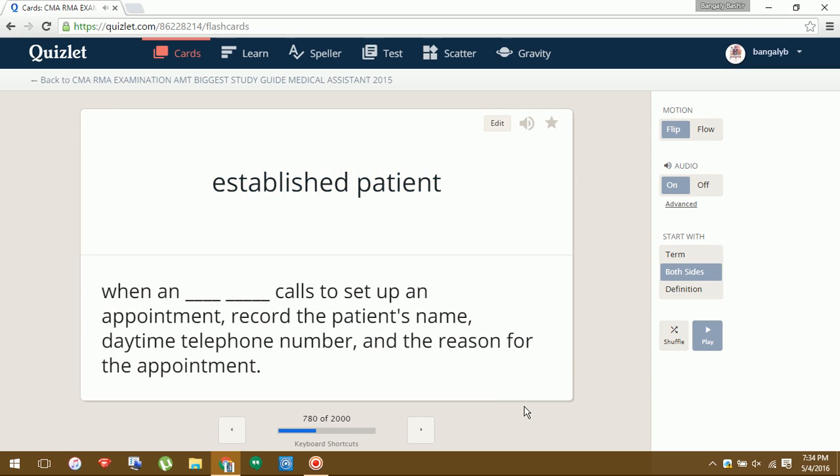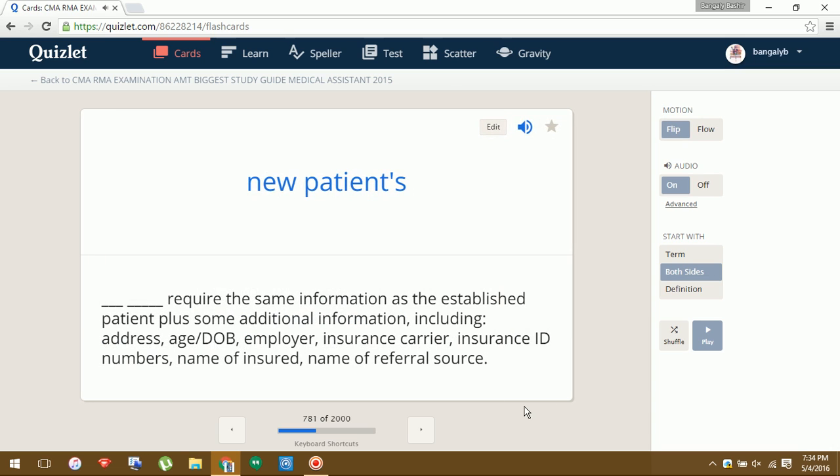Established patient. When taking calls to set up an appointment, record the patient's name, date, time, telephone number, and the reason for the appointment. New patients. New patients require the same information as the established patient plus some additional information, including address, DOB, employer, insurance carrier, insurance ID numbers, name of insured, name of referral source.